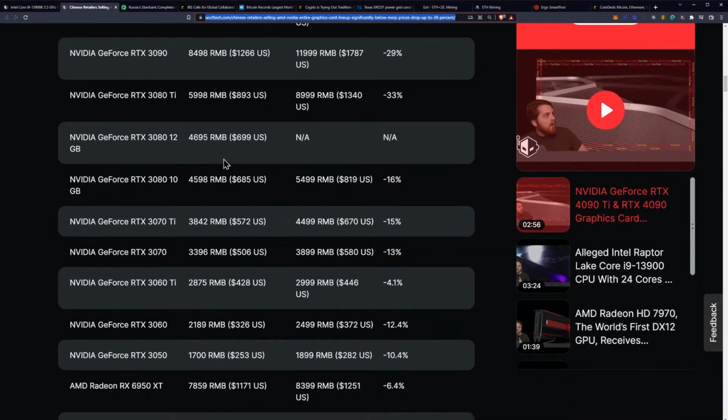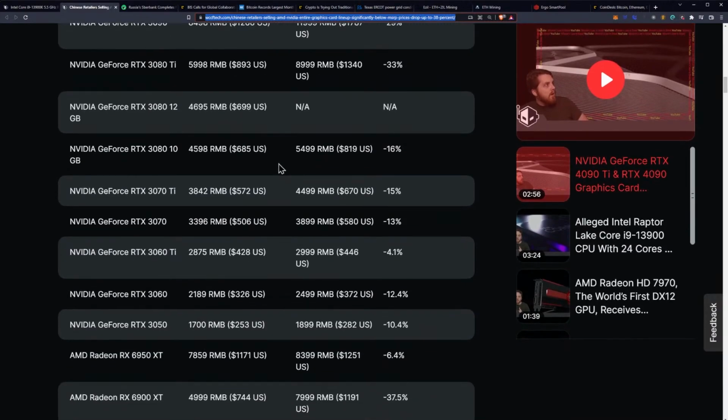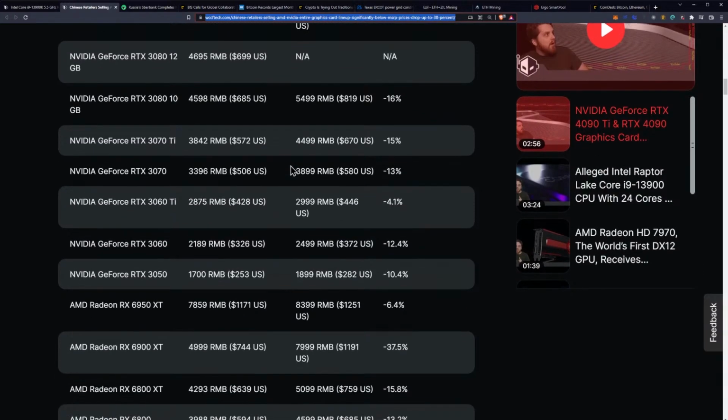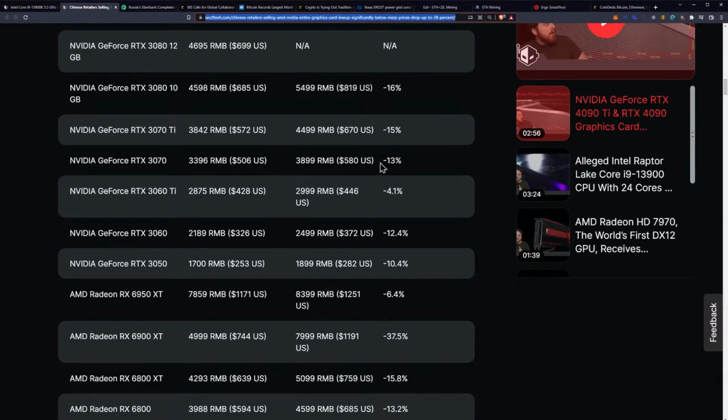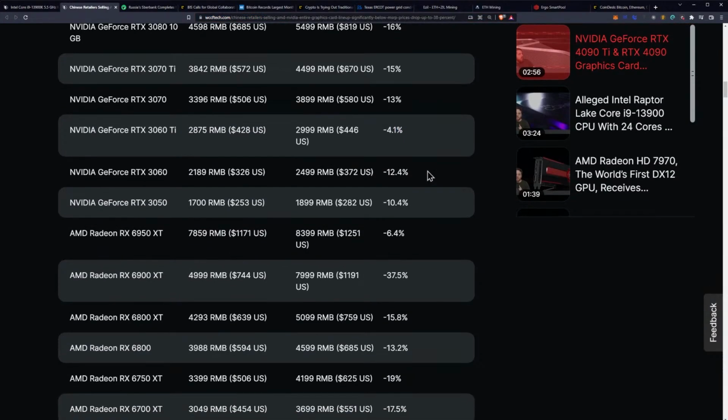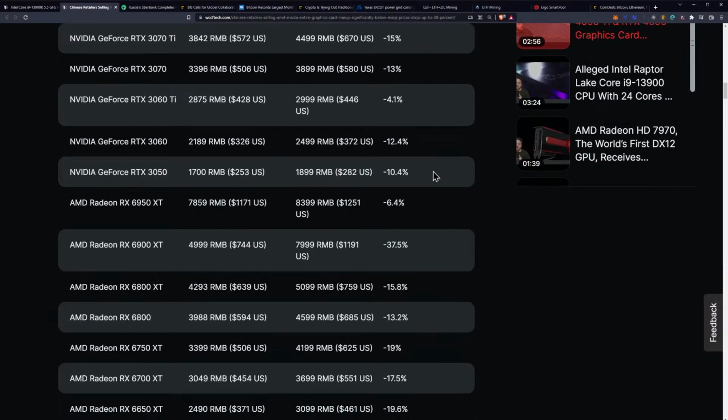The 3080 12 gigabyte says no change because they don't know right now. The 3080 is 16% below MSRP. The 3070 Ti is 15% below. The 3070 is 13% below. The 3060 Ti is really maintaining its price pretty well at only 4% below. The 3060 is 12% below. The 3050 is 10% below.